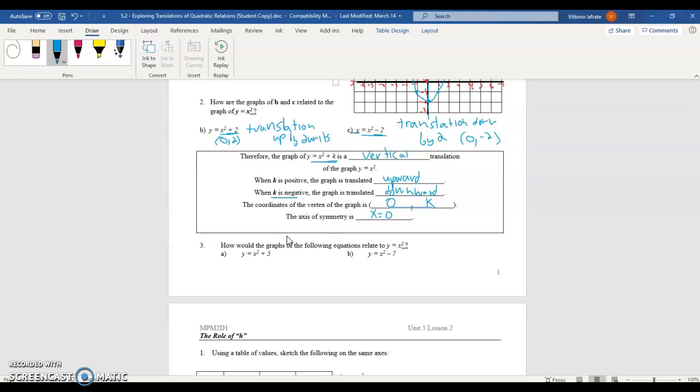So let's look at question 3 over here. How are these graphs related to x squared? Well, we know this is an upwards translation, so upward translation by 5 units. And we know the next one is a downward translation by 7. We'll finish this example in the next video.